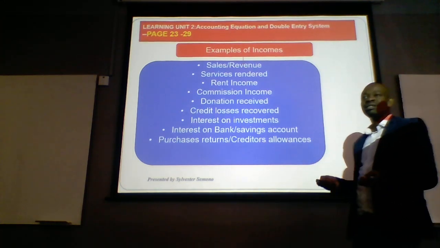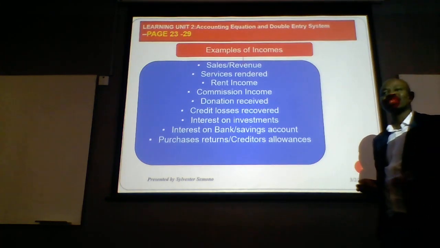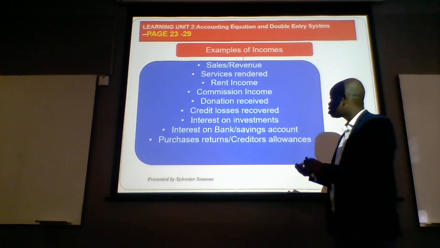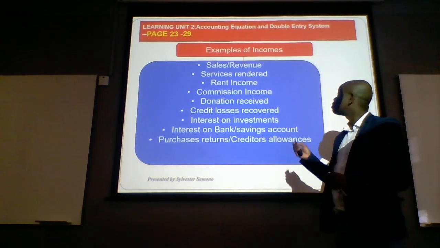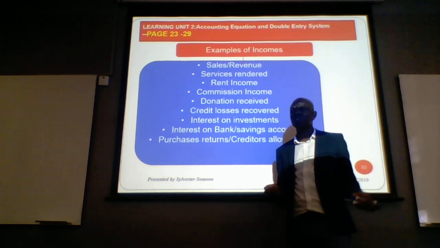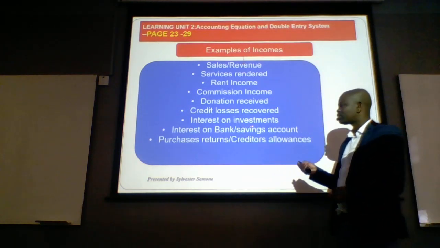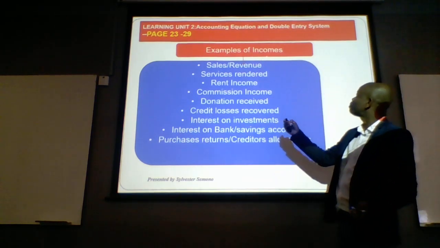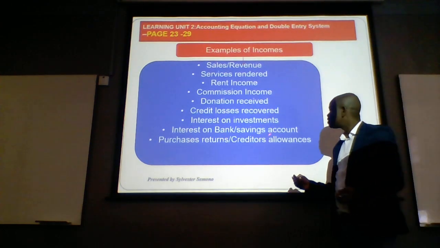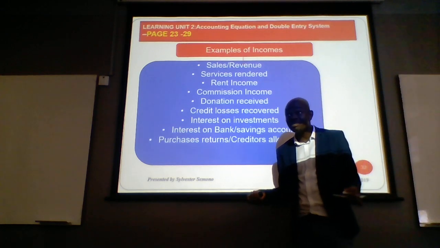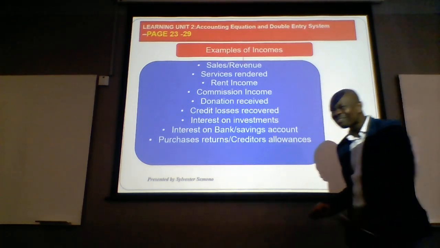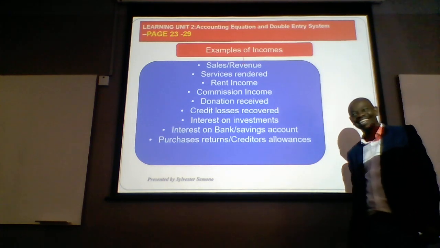Interest on investment. Sometimes we can invest at a bank, for example, a fixed deposit for 6 months. That interest is an income to us. I've got 500,000, I put it in the bank, they give me interest of 60,000. That 60,000 is interest on investment, and I put it under incomes. Interest on bank savings account: sometimes you can find 5 cents extra. Ask yourself, where is that money coming from? This one is the interest.